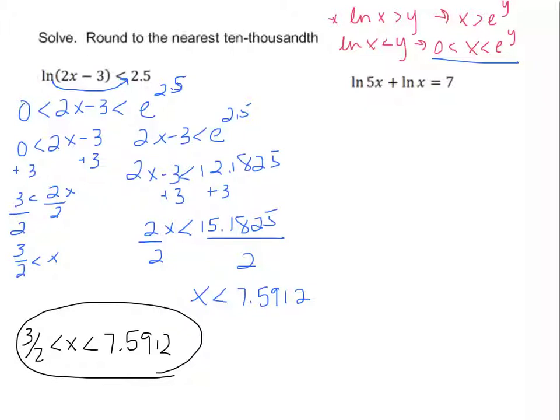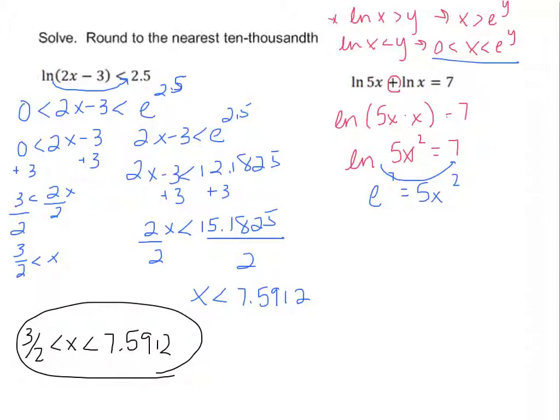Okay, second example. Natural log of 5x plus natural log of x is equal to 7. First off, we'll have to combine these two natural logs into one. So using our properties, we see that we're adding, so we really are multiplying those two. So this is the natural log of 5x times x is equal to 7, which we know would be the natural log of 5x squared is equal to 7. Converting this now to an exponent, we would have e to the 7th is equal to 5x squared.